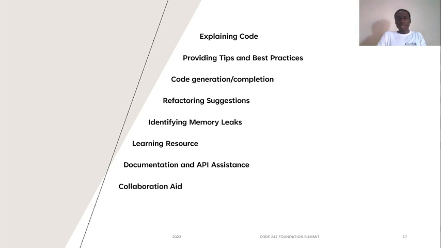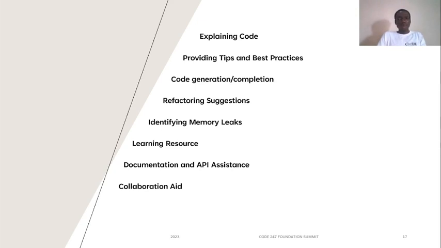And then finally, ChatGPT can facilitate collaboration among developers by providing a platform for discussing code, sharing ideas, and getting feedback. That's what it can do. These uses demonstrate how ChatGPT can augment the software development process, providing valuable insights, assistance, and guidance to developers, ultimately improving productivity, code quality, and collaboration within development teams.